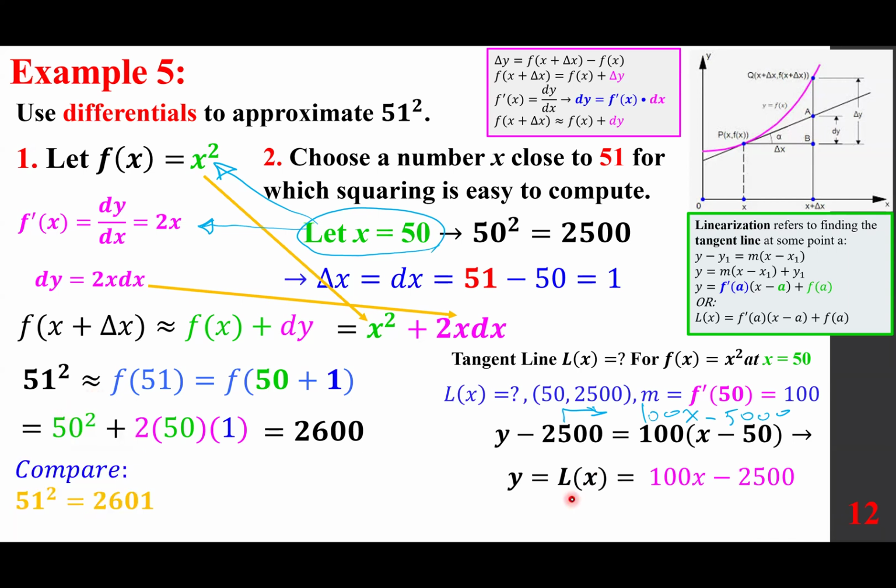This means the tangent line. And if you plug in 51, because that's what we want, so 51 squared is approximated by L of 51, 100 times 51 minus 2500, you will get identical to this answer, 2600. You must. That is because it's a different method of approaching the same thing. Okay, the concept of a differential. Okay, so differentials and linearizations, they must give us the same answer, identical answer.